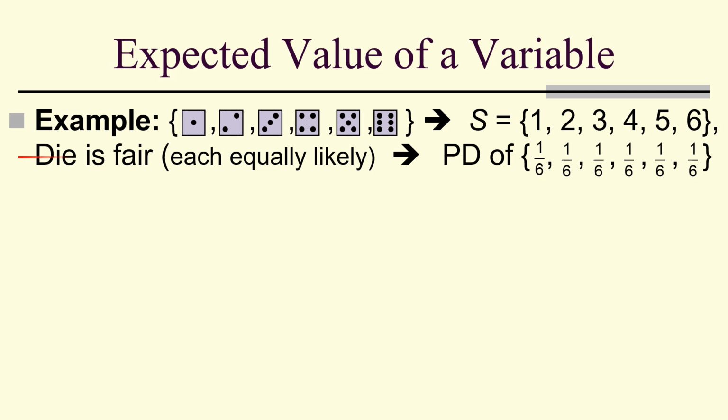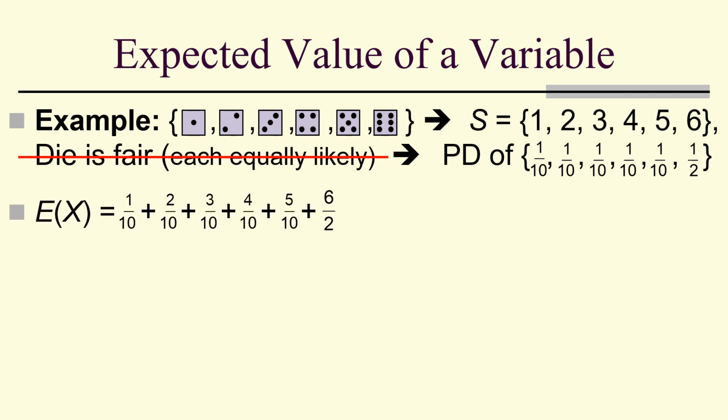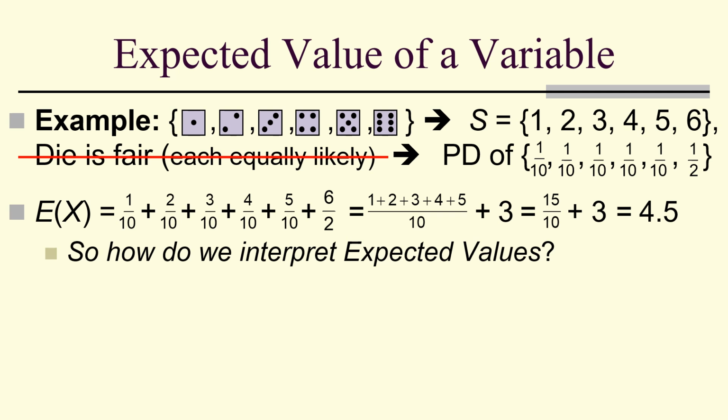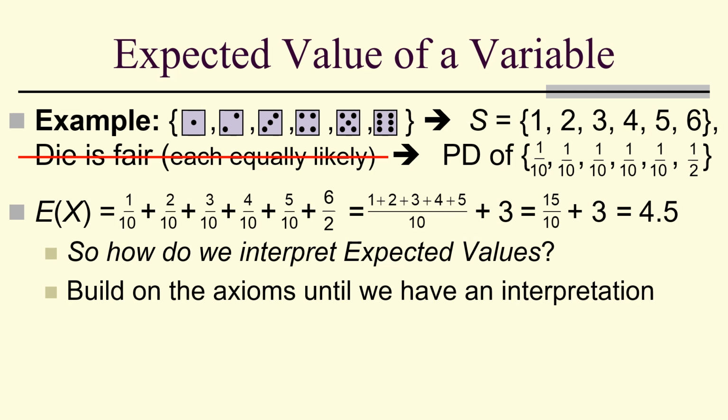For example, let's use another probability distribution. Now outcomes 1 through 5 have a probability of 1/10, and outcome 6 has a probability of 1/2. Our expected value is 1/10 times 1 plus 1/10 times 2, and so on and so forth, up to 6/2, which is 15 over 10 plus 3, which is 4.5. So how do we interpret this number? Well, we're going to build on the axioms until we have a good interpretation.